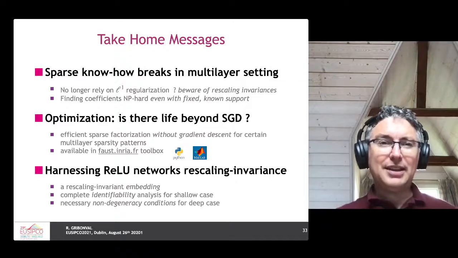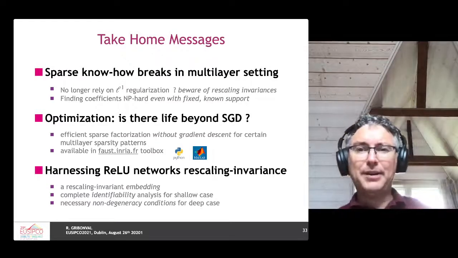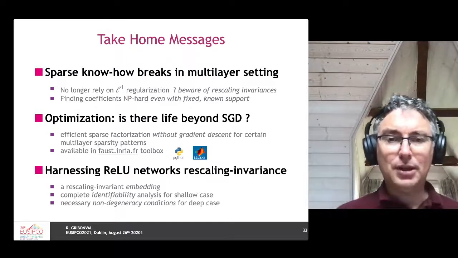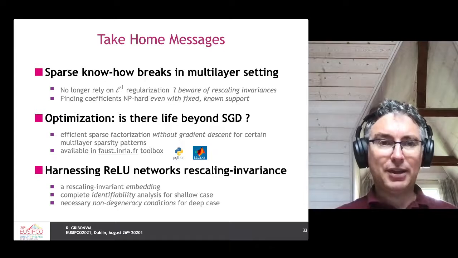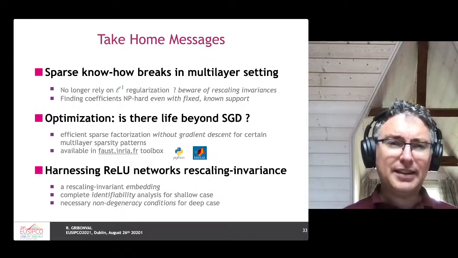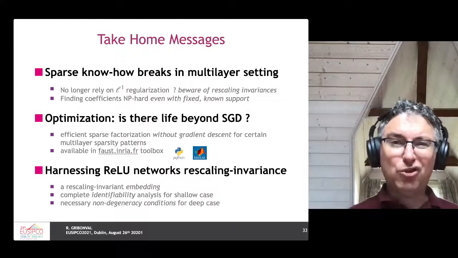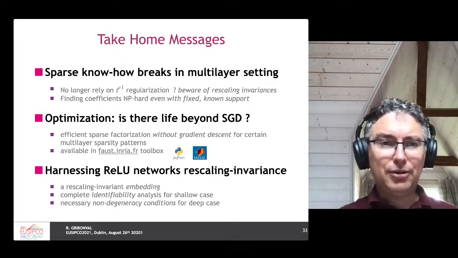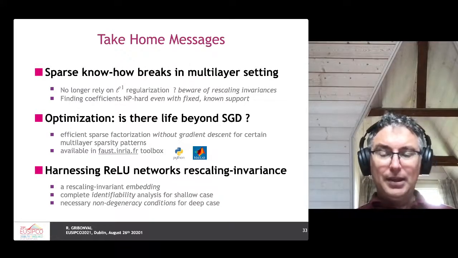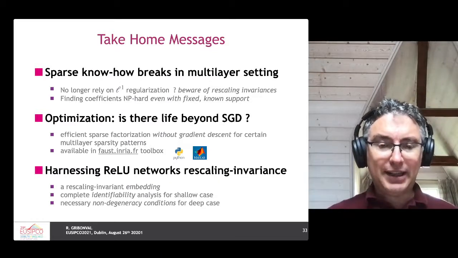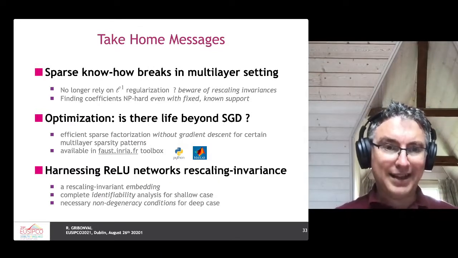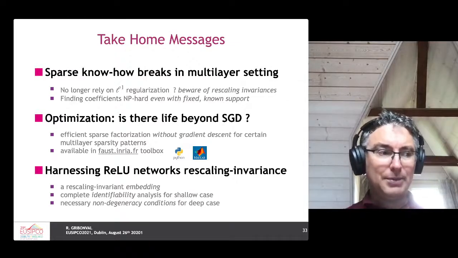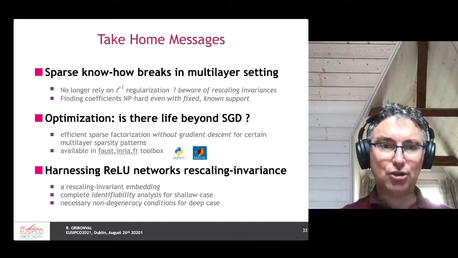The second thing that we've established is that even finding the coefficients when the support is known is in general NP-hard, and we have to restrict to structured sparsity patterns to be back to settings where knowing the support is really helpful. This led us to settings where we can find ways to optimize that do not rely on SGD. By the way, if you want to play with these methods, I invite you to download the FOST toolbox, FOST.inria.fr. And the last message is probably that the rescaling invariance is really something that needs to be harnessed. We propose as a tool a notion of embedding that allows us notably to handle some identifiability characterizations.